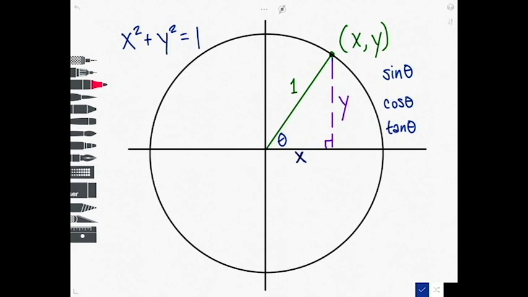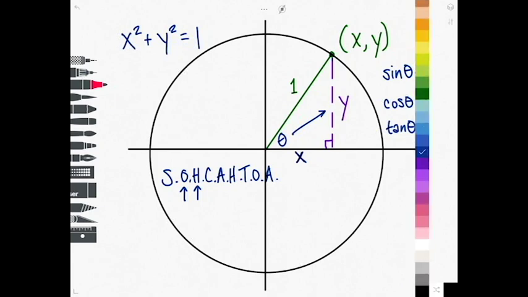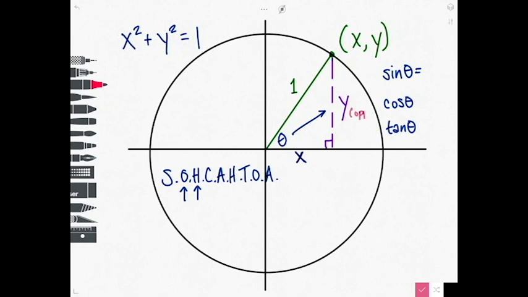Now, for those of you who've forgotten, because it's been a little while since we've done this, here's our handy-dandy acronym, SOHCAHTOA. Sine is equal to the opposite side divided by the hypotenuse. That's what the SOH is for. If I look at my angle, opposite is y. The hypotenuse is the longest side. It's 1, which means that x here is going to be my adjacent.